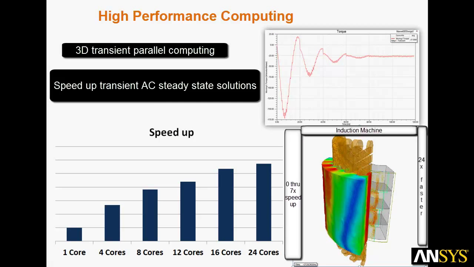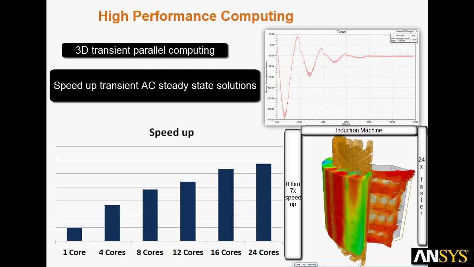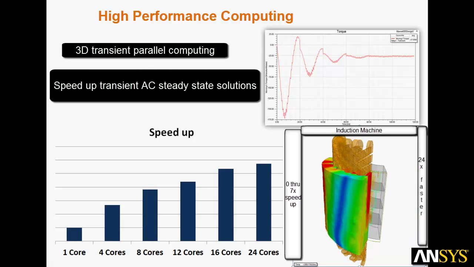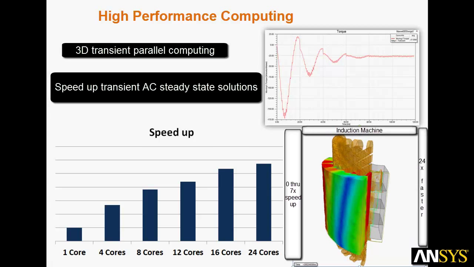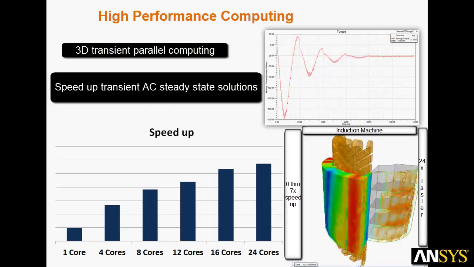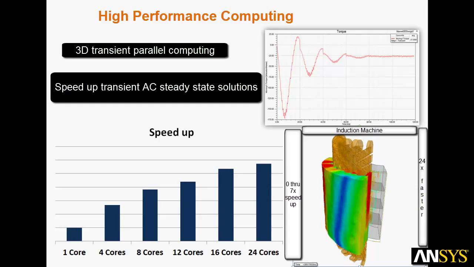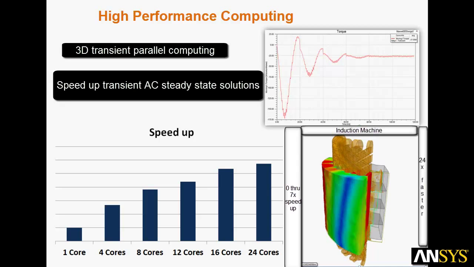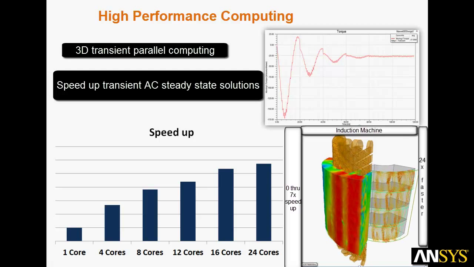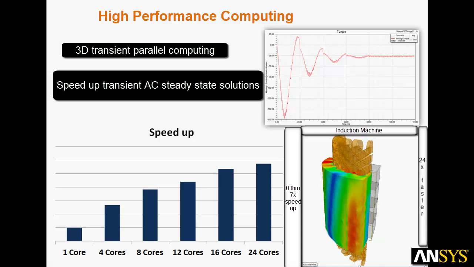High-performance computing speeds the solution of electric machines. ANSYS Maxwell can use parallel computing to speed 3D transient simulations. Here you see transient simulation of a large permanent magnet machine using parallel computing. The bar chart shows 5 to 6 times speed up and excellent scaling using multiple cores. We've also sped up the transient AC steady-state solutions. Here you see an induction machine that reached steady state 24 times faster using an advanced new algorithm.